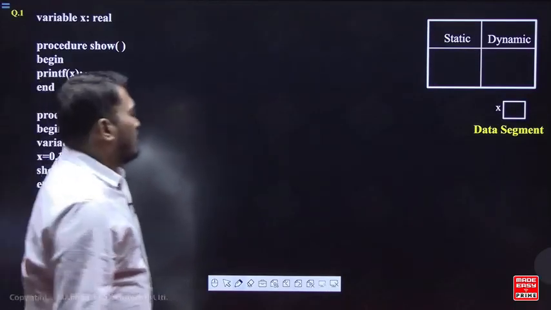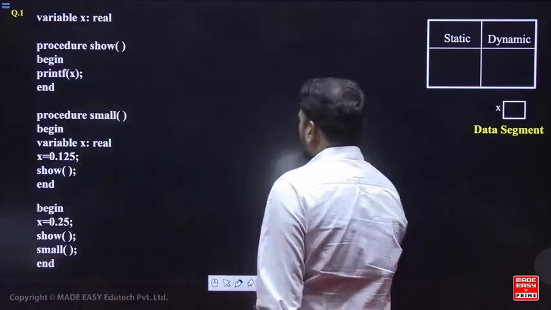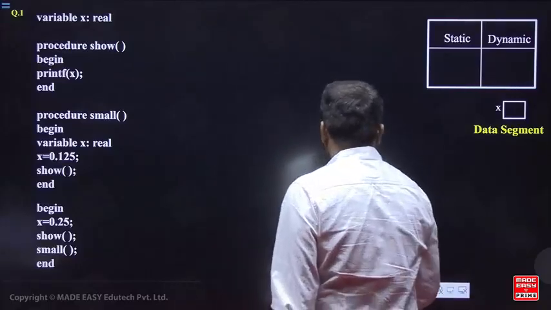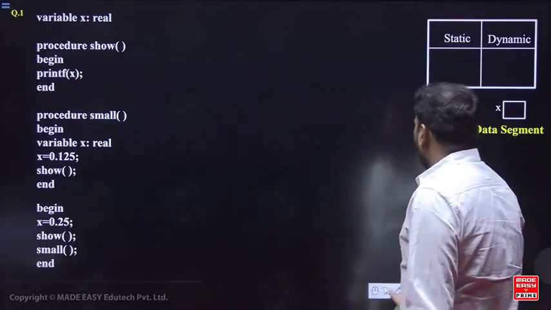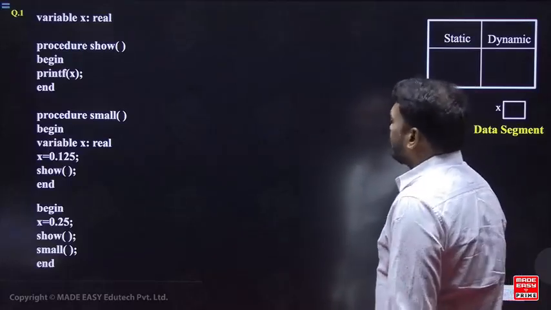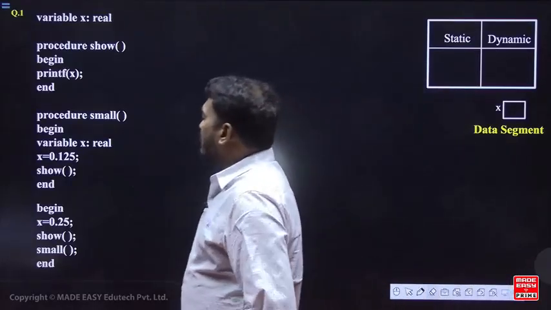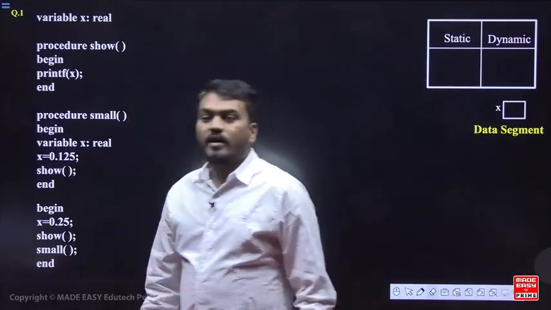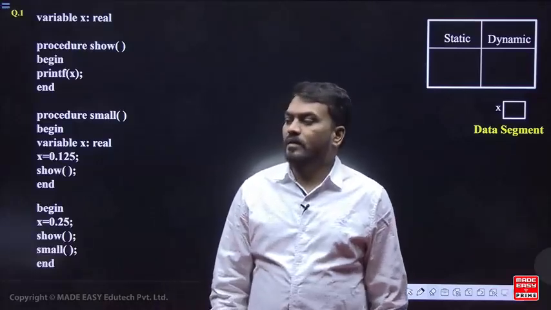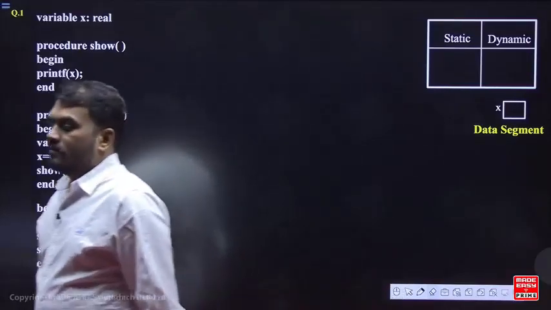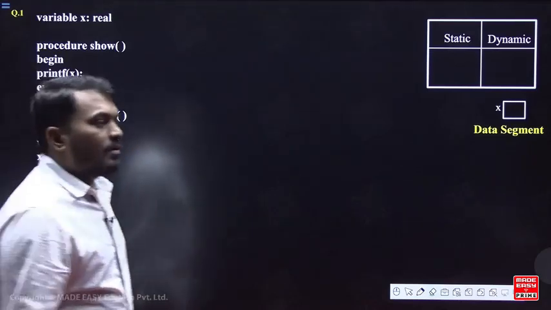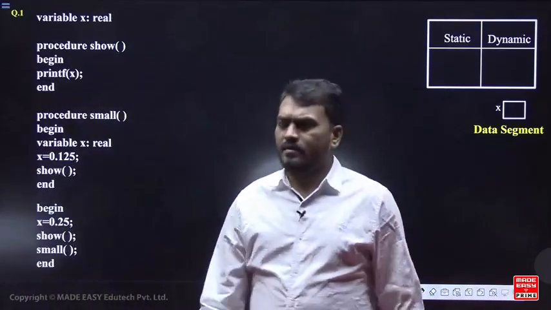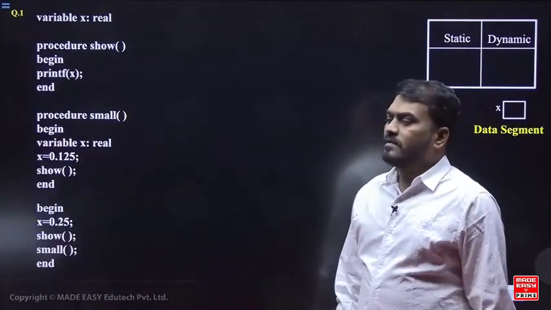Okay. So in yesterday's class we were solving this question, right? I hope all of you tried after the class. I have given the answer also. The answer is: static scoping is 0.25 and 0.25, and dynamic scoping is 0.25 and 0.125. So I am going to explain this.